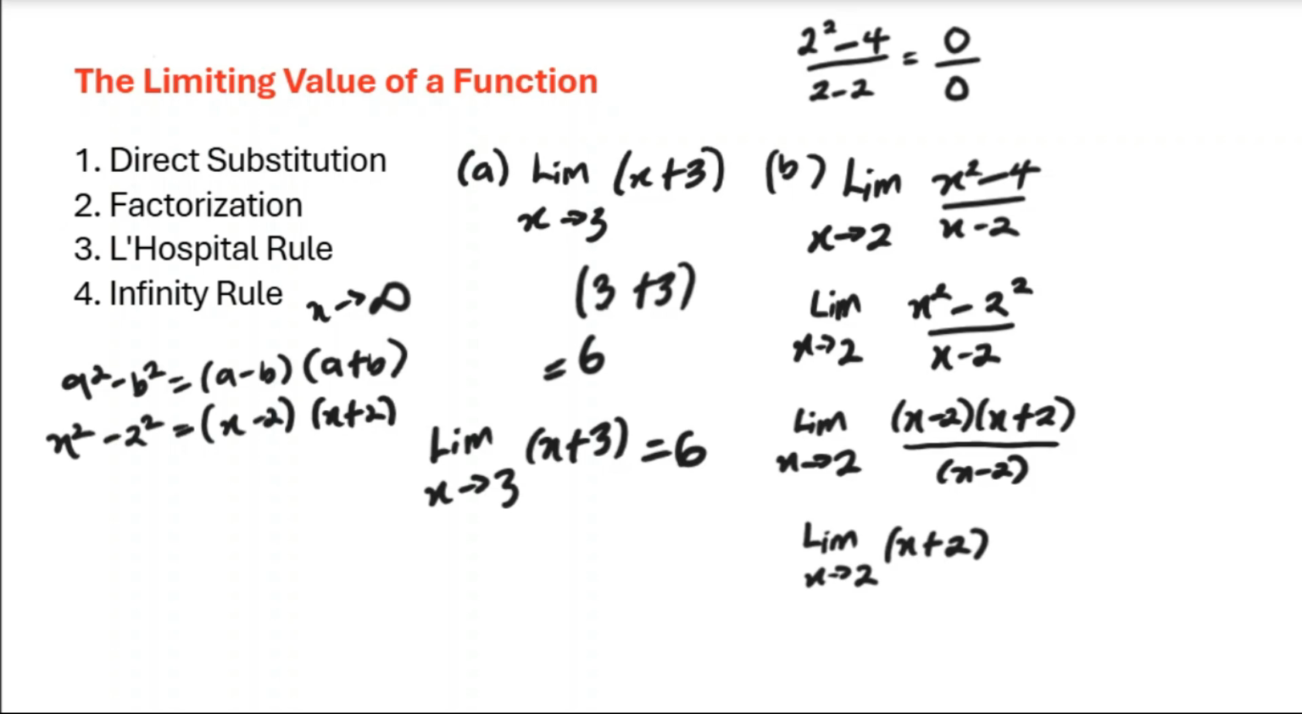So it means that if direct substitution fails, you use factorization to reduce the fractional form, eliminating the divisor, and you get back a limiting value of a function question that you'll be able to use direct substitution to solve. So from here, limit of x tends to 2 of x plus 2 will simply give us 2 plus 2, and that'll give us 4. So the final answer to this question is going to be 4.